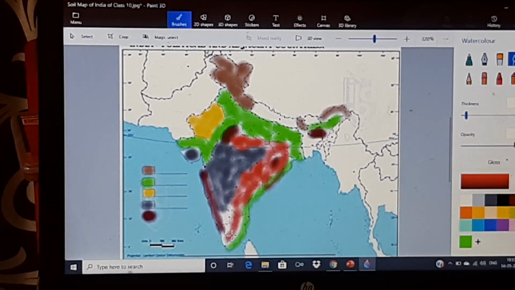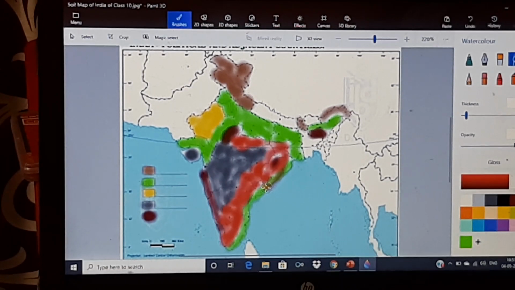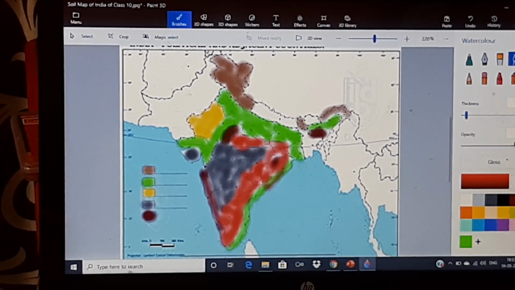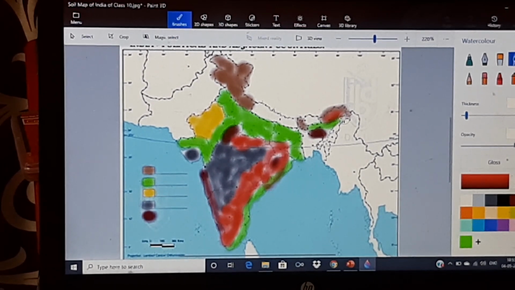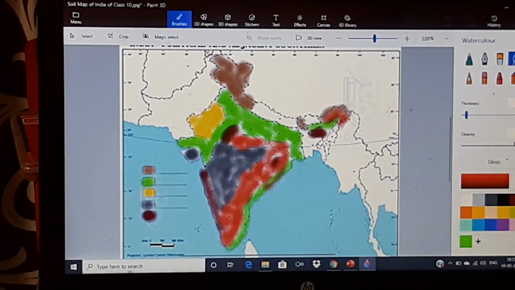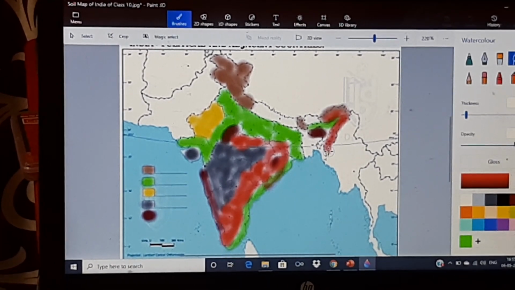I am shading out the areas of the entire leftover region of southern India where we are having a red soil type. This is entirely the red soil zone, and the part of Arunachal Pradesh that is a bit left out is red soil, and the northeastern states which are left out are also having a red soil region. This is entirely the red soil zone.